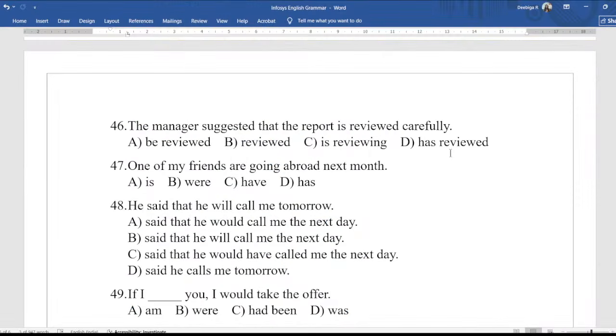The manager suggested that the report is reviewed carefully. There is a concept over here. Here you can see the manager, the subject, is pretty correct. Suggested. There is a new word called suggested. So with suggested, there is something called a subjunctive mood.